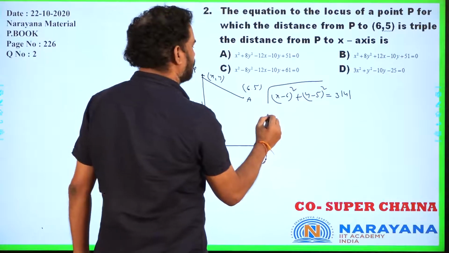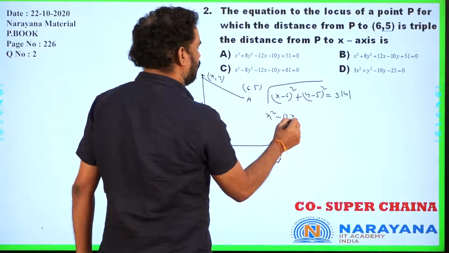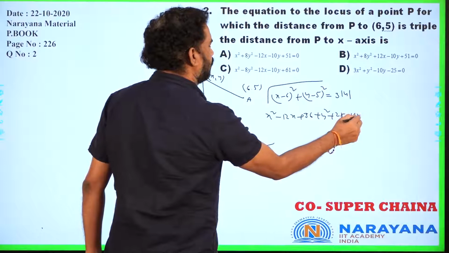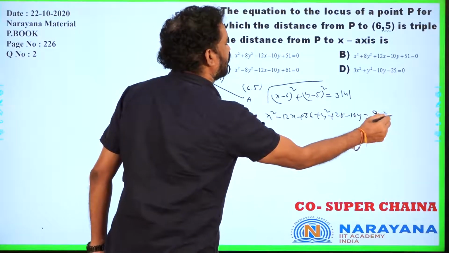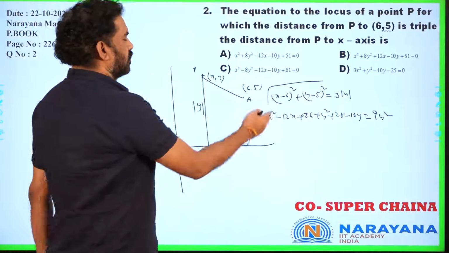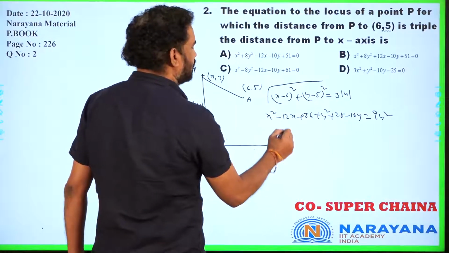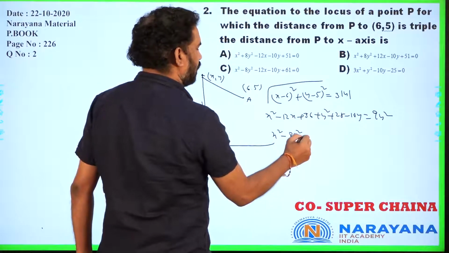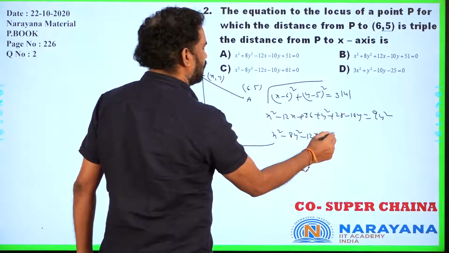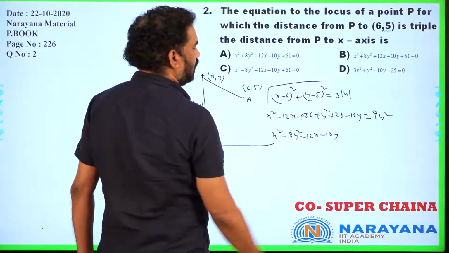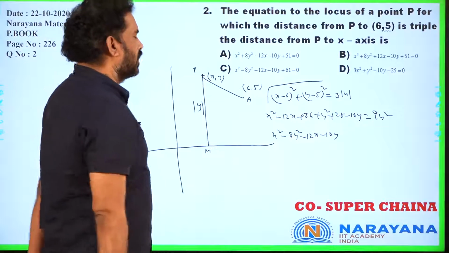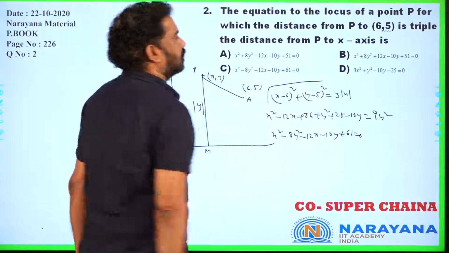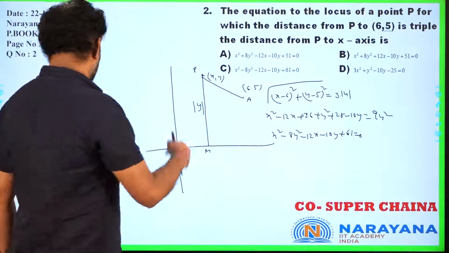Squaring on both sides, it is x square minus 12x plus 36 plus y square plus 25 minus 10y equals 9y square. Simplifying this, we get x square minus 8y square minus 12x minus 10y, and the constant is 36 plus 25, that is 61, plus 61 equals 0. Simple question.